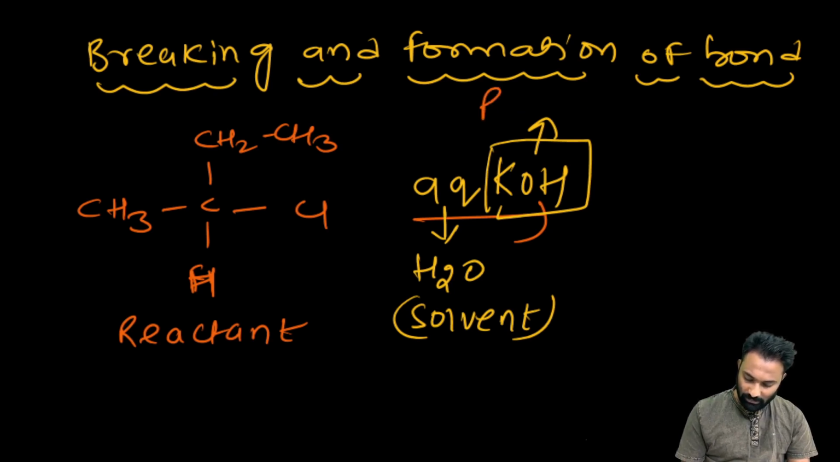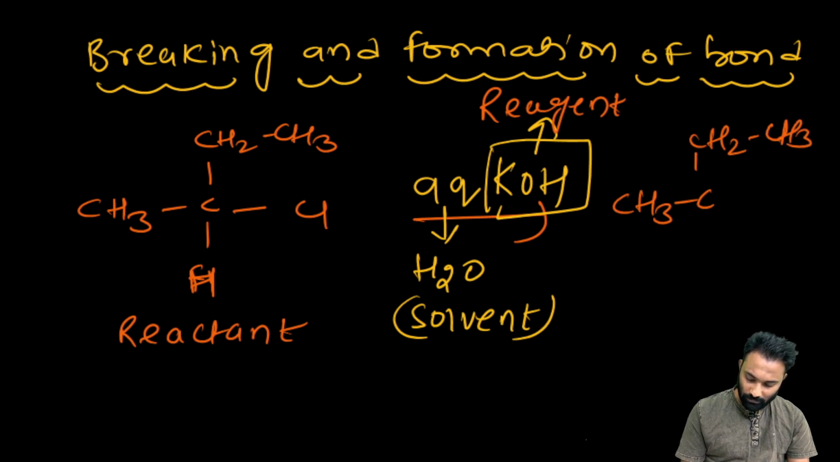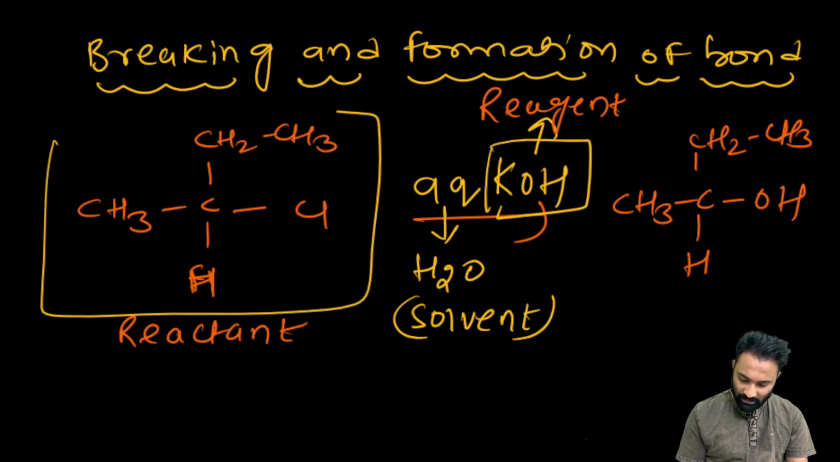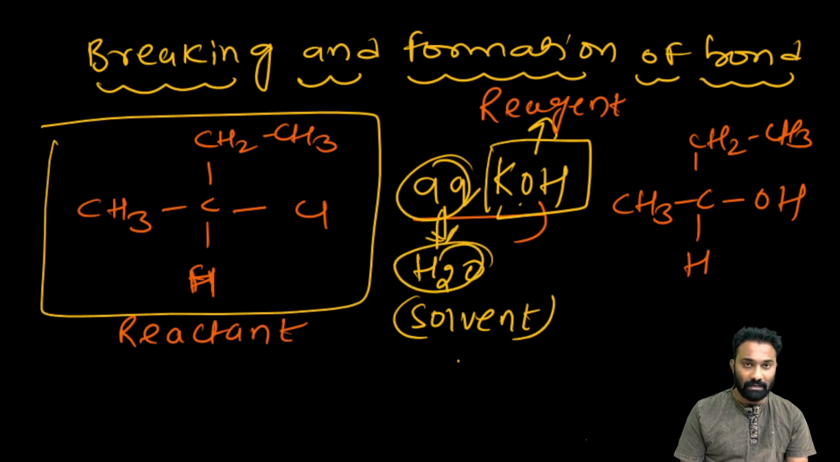This is our reagent, and it will give you the product. Clear? Now here two types of the product we will get. Just to make you understand, I was explaining one product itself. Here this is a reactant which is present in the larger quantity, with H2O as solvent, and this is the reagent, and it is giving the product.